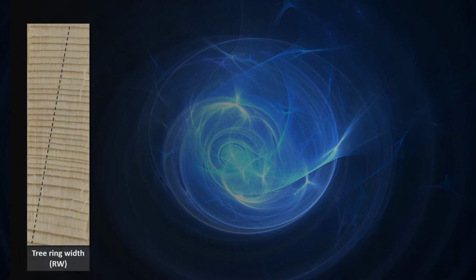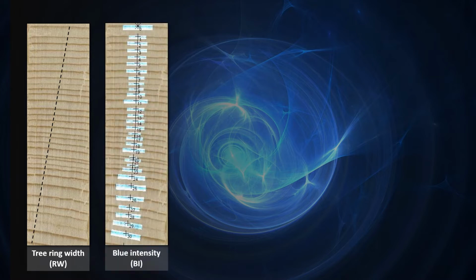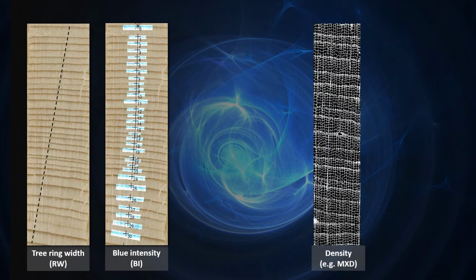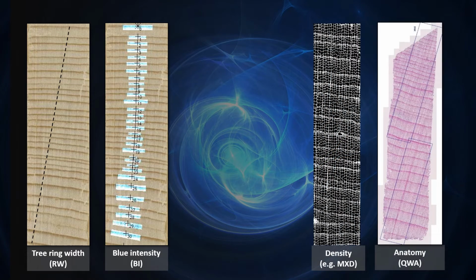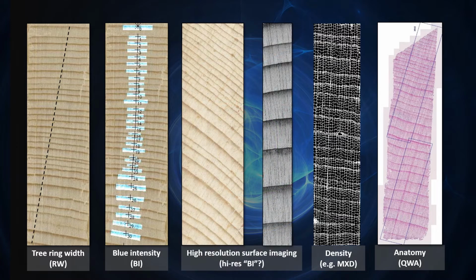So if we look at different tree-ring parameters, there's, for example, tree-ring width. That's something all of you are definitely familiar with. Blue intensity, the parameter that you're learning about just now. Among others, there's also density and different wood anatomical parameters. And there might also be an option to generate data sets of a high resolution version of blue intensity, perhaps, using certain high-resolution imaging systems.